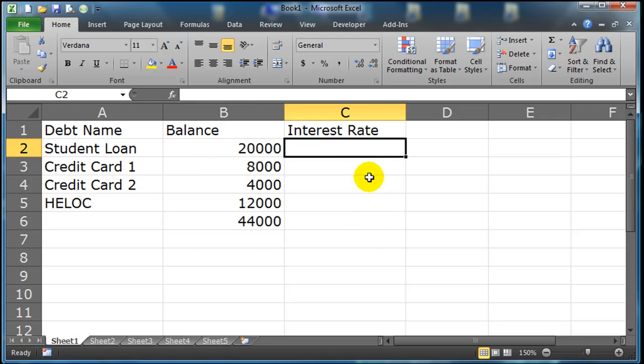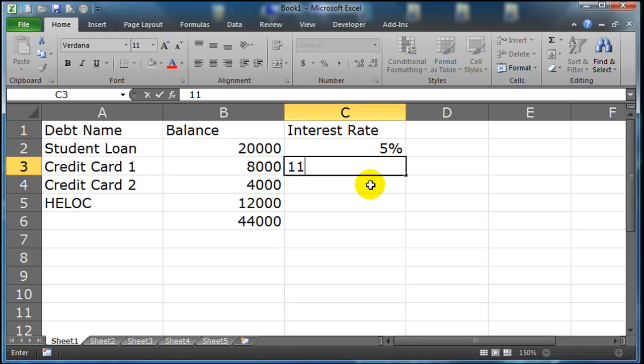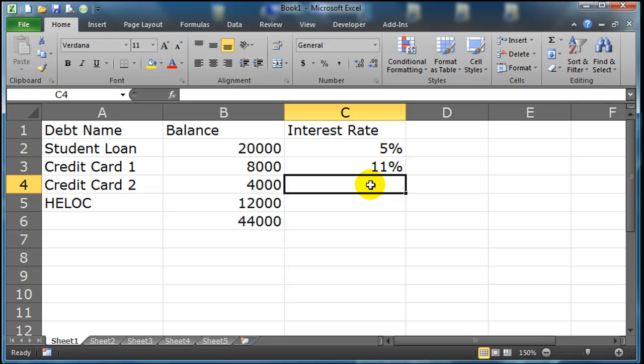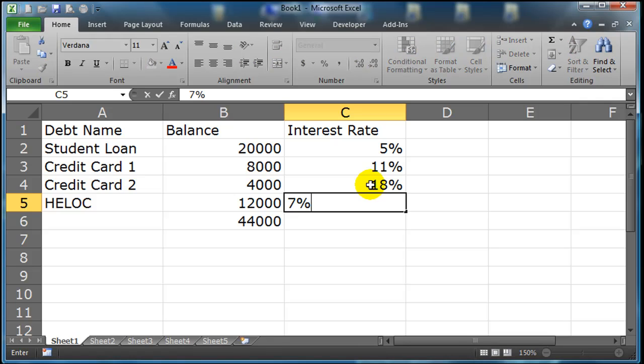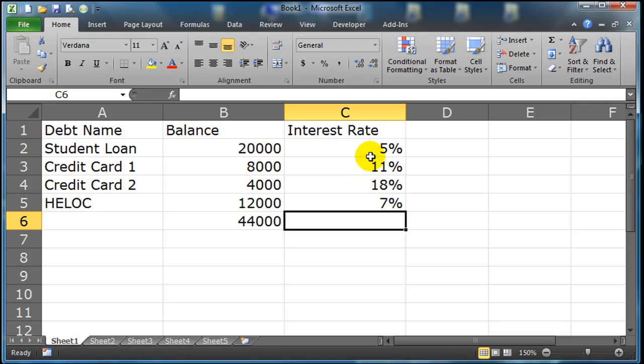And let's go ahead and plug in some interest rates here. So for my interest rates, let's say student loan is 5%, credit card 1, let's say that's 11%, credit card 2 is 18%, the home equity line of credit, maybe that's 7%. Now, I don't want to get a total interest rate. That's not really a practical number to get, but I would like to get my average interest rate.